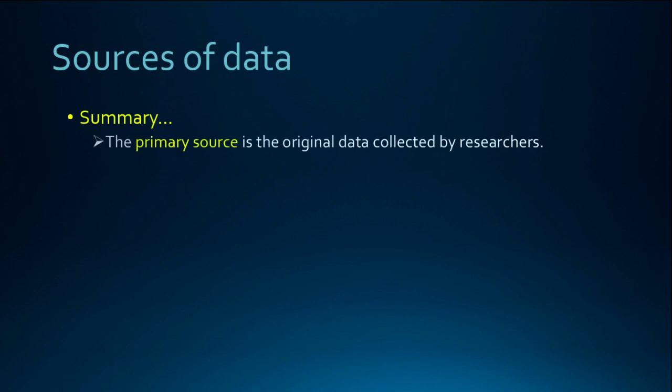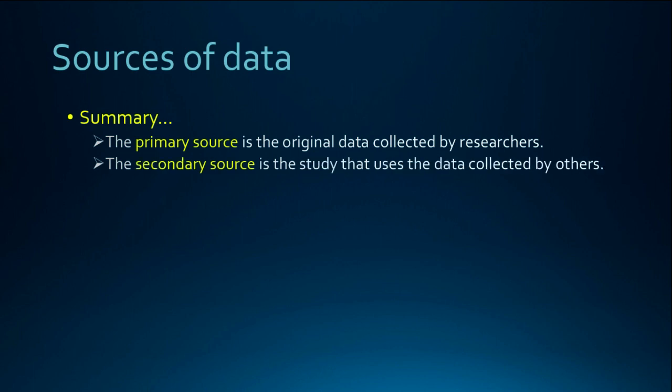So in summary, the primary source is the original data collected by the researchers. Dr. Henk in his lab studying crawfish, or me giving a survey to students and creating a data set. The secondary source is the study that uses the data collected by others. So this is when I'm doing economic modeling using data from the Department of Education website. And finally, tertiary sources are the summary of primary and secondary sources, and so that's where we see Wikipedia.